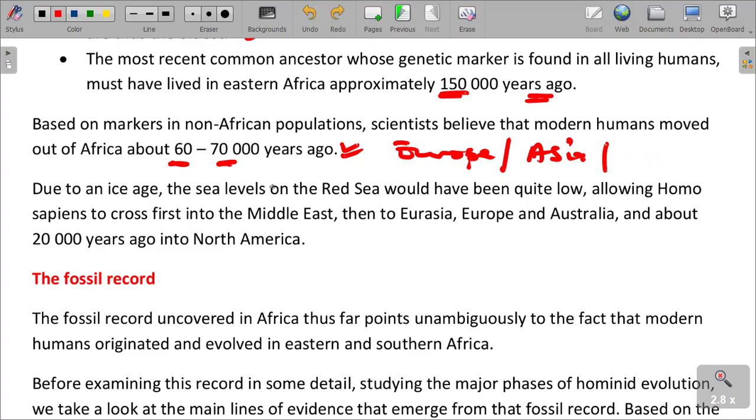Now, due to an ice age, the sea level on the Red Sea would have been quite low, allowing Homo sapiens to cross into the Middle East, into Eurasia, into Europe, Australia, and about 20,000 years ago into America, which is North America. So basically, that journey that I've been showing you on the world map identifies that it is possible that during the ice age, whereby the water was frozen, the sea levels within the Red Sea might have been low enough to allow the movement of people into various places, such as the Middle East, Eurasia and Europe, even also 20,000 years ago into North America.